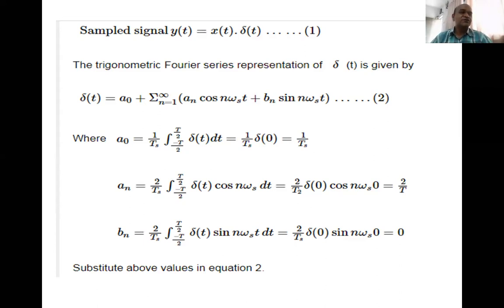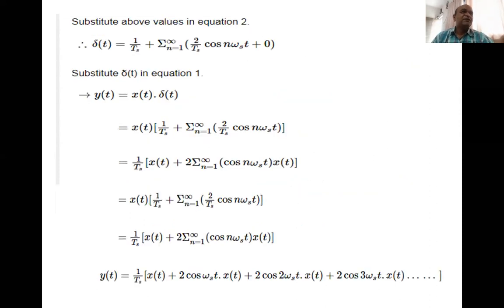Now, if you substitute all these values in expression 2, you will get delta t. That delta t looks like this: delta t is equal to 1 upon Ts plus summation of n equal to 1 to infinity, in bracket, 2 upon Ts cos(n omega s t) plus 0. Now if you put this whole term into expression 1, you will get y of t is equal to x of t into delta t.